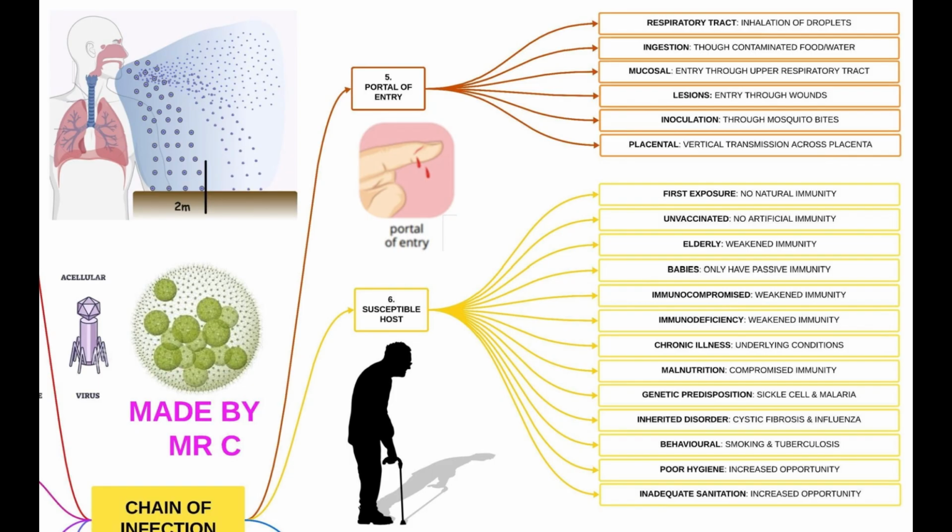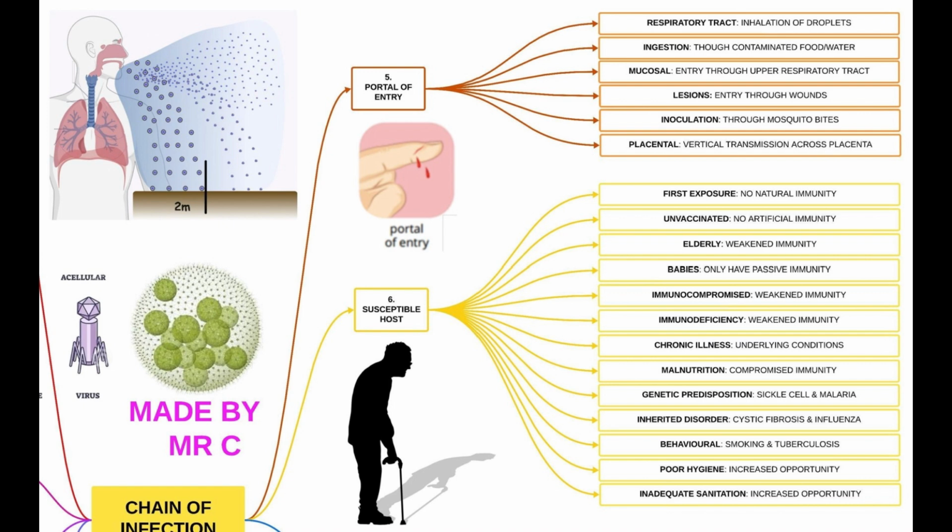Number 5 is the portal of entry, which, as we said before, is very similar to the portal of exit. It's through the respiratory system, through the digestive system, the mucosa, the lesions. The word inoculation just means to be bitten or to pierce the skin, and placental is for vertical transmission across the placenta from mother to baby. Then we need to have a susceptible host, which means a host that is able to be infected.